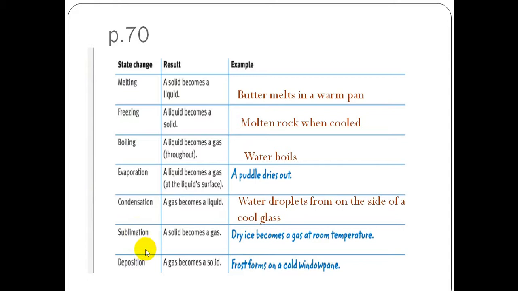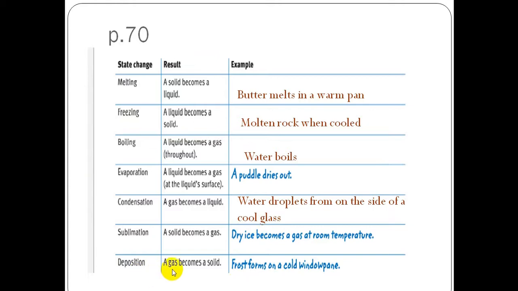Sublimation and deposition, we will discuss them next video, but also we will speak about them. Sublimation, solid becomes gas directly. When solid, it changes to gas, like the dry ice. The dry ice, when it melts, it changes direct to gas. And that's why we call it dry ice, because it never gets wet. Okay? Like the ice made from carbon dioxide, when it melts, it changes direct into gas.